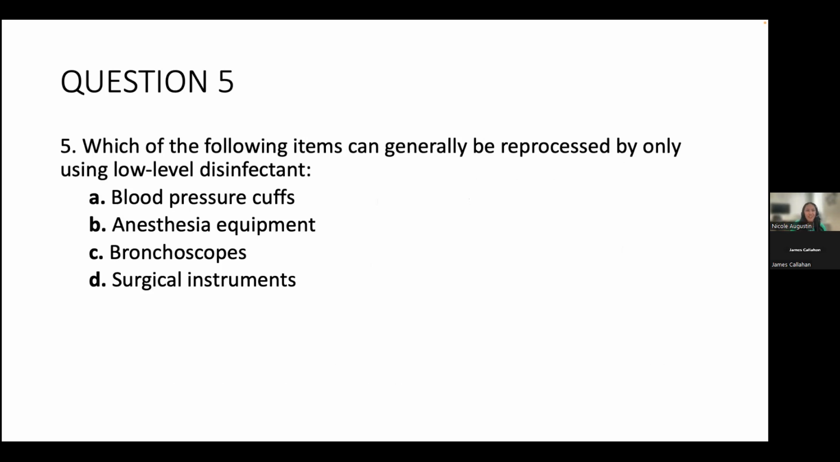Question 5. Which of the following items can generally be reprocessed by only using low-level disinfectant? This is very easy. A, blood pressure cuffs. B, anesthesia equipment. C, bronchoscope. D, surgical equipment. And the correct answer is A, blood pressure cuffs.